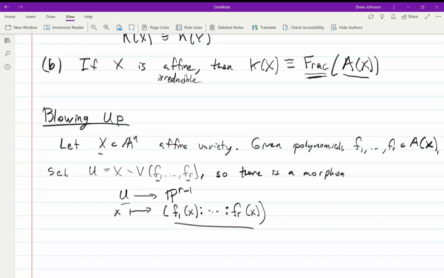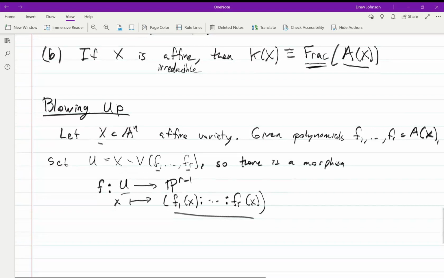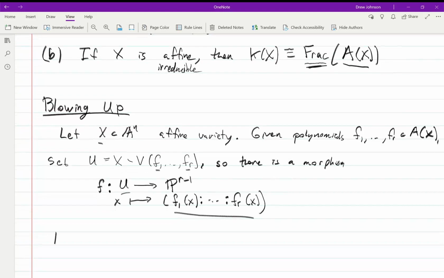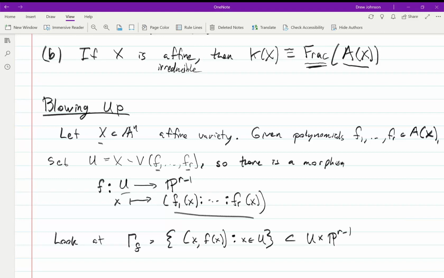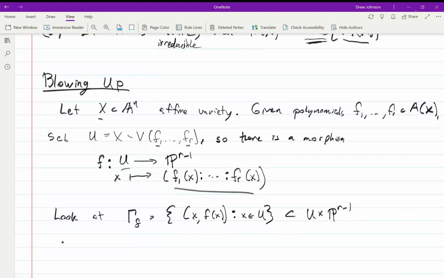So we have this map. Let's call it f, and let's look at the graph. The graph of f, and what is the graph of f? Let's remember, it's the set of all points (x, f(x)) such that x is in U. And we're thinking of that as a subset of U cross P^(r-1). Okay, this is closed.